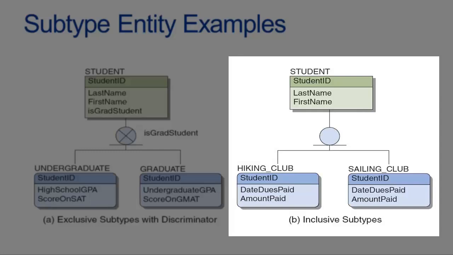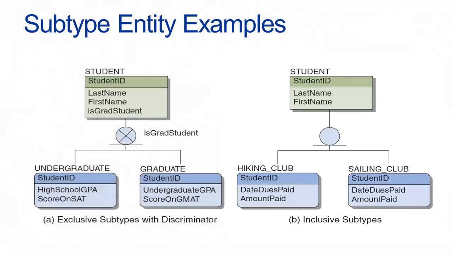One last point to make on these supertype-subtype relationships. Note that we use this circular symbol with a line under it to indicate that a relationship is a supertype-subtype relationship. If an X symbol appears inside the circle, we know that is an exclusive supertype-subtype relationship, whereas if no X appears inside the circle, we know that is an inclusive supertype-subtype relationship.